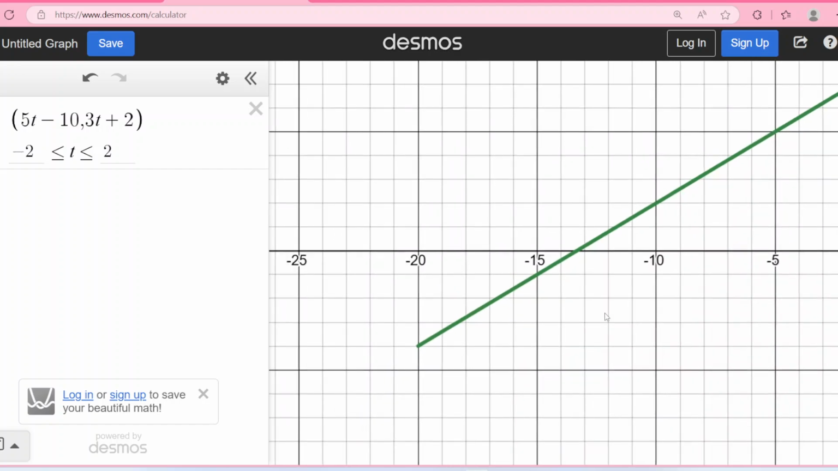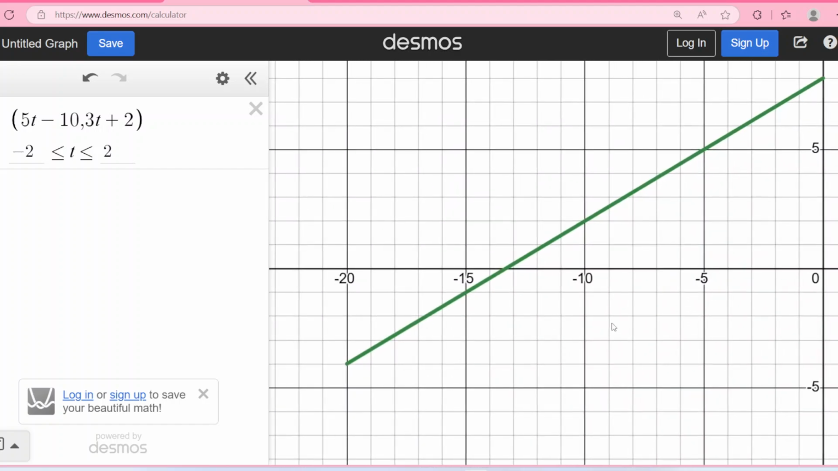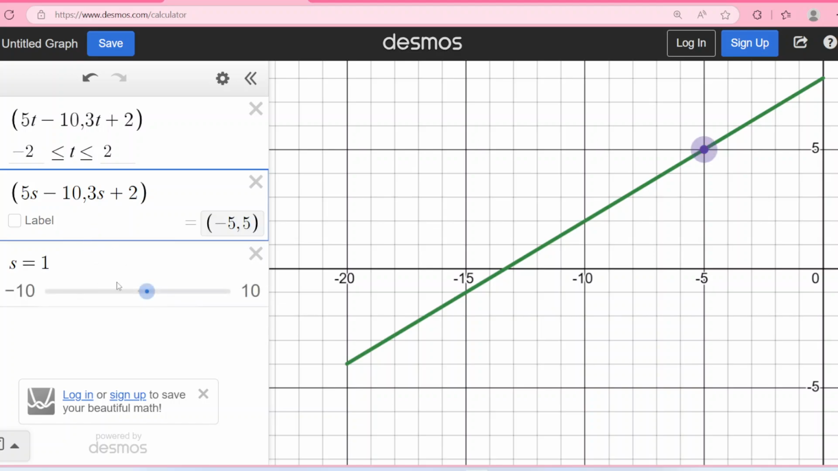Now, if you'd like to see the orientation, I'm going to do this again with a different letter. I'll keep the original segment up. I'm going to put another ordered pair, but with just a different letter and a different parameter. Instead of t, I'll call it s. So 5s minus 10 for the x coordinate, 3s plus 2 for the y coordinate, and then it'll say add a slider for s here. And then you can see what point you're at for different values of the parameter. The s is acting like t. I just changed the letter, that's all.